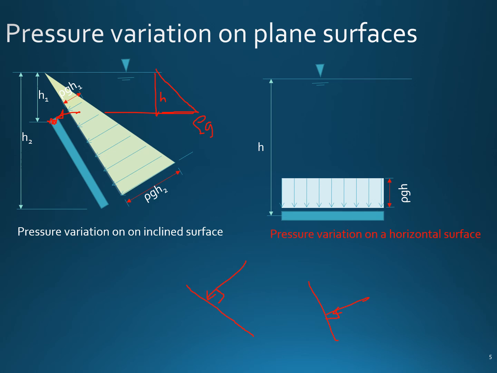So at the top, the pressure is rho g h1. Similarly, the bottom of the surface is h2 units below the water surface. So regardless of its orientation, the pressure it experiences is rho g times h2. At this point, the pressure is rho g h2, but the direction of the pressure is not horizontal, but perpendicular to this surface. So you can see that the pressure distribution triangle is rotated, and that's the only difference.